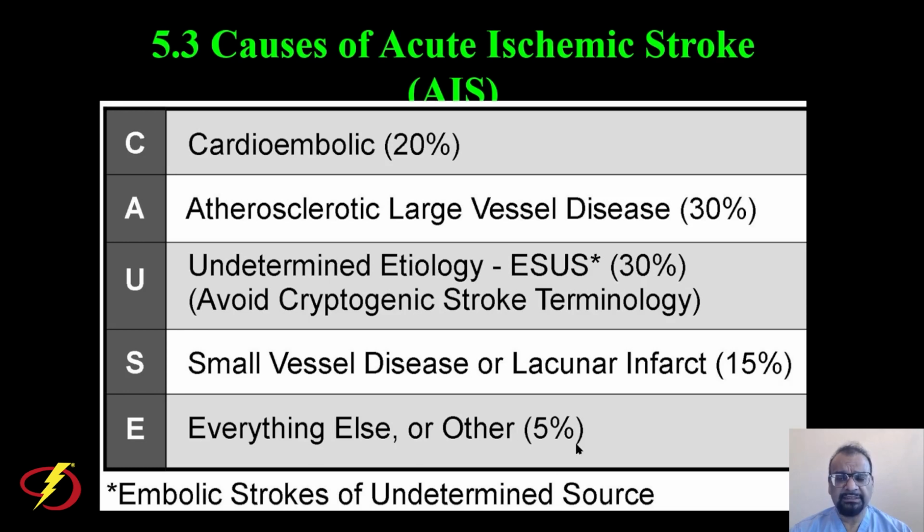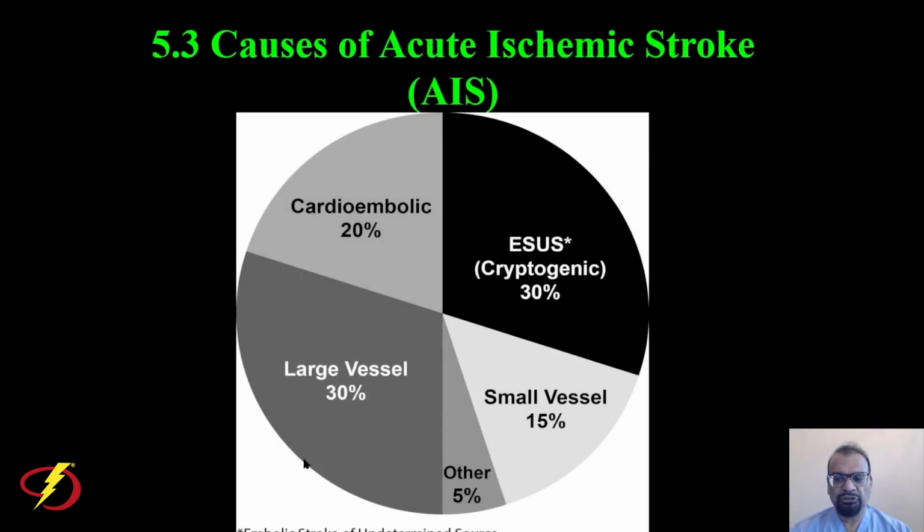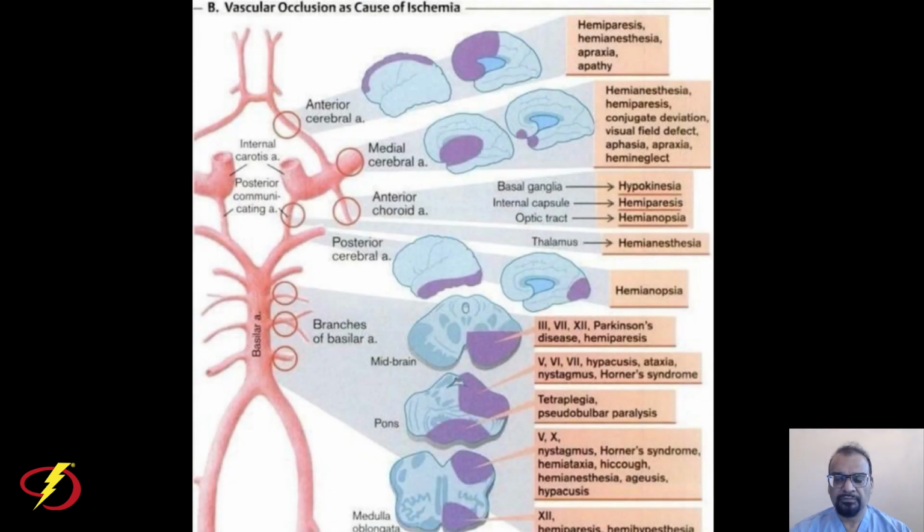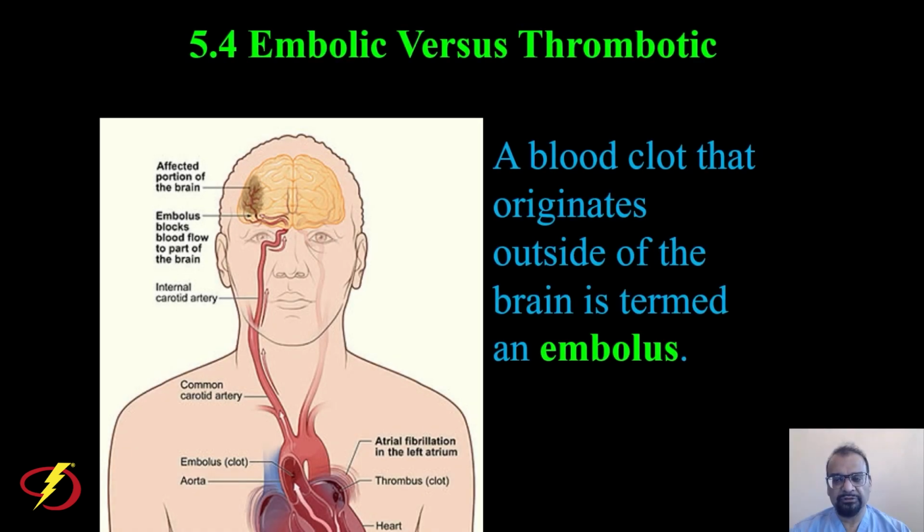or 5%, which comprise another 5%. Now, this is my mnemonic for the different mechanisms for acute ischemic stroke. The word is cause. And again, we're just seeing the different distribution with large vessel atherosclerotic disease and embolic strokes of undetermined source being the largest categories in this distribution. Now, we are going to talk in the future about the arterial distributions and what parts of the brain they affect. But for now, I just want to concentrate on the mechanisms of what leads to acute ischemic stroke.